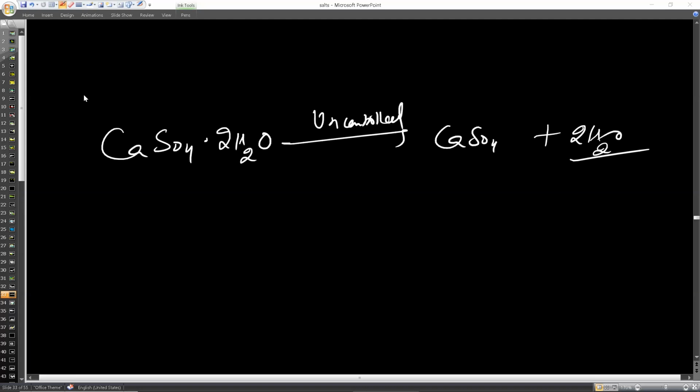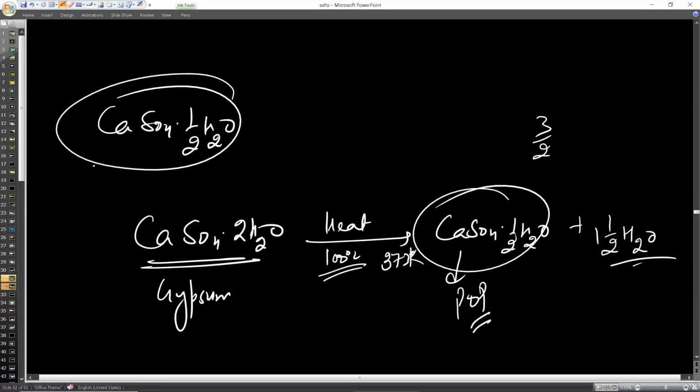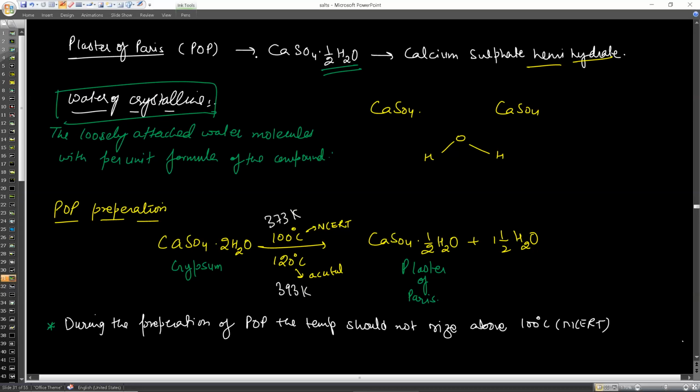Do it fast. So should I write this? You have to write. Just a minute. Start writing from here. Write it. POP, that is called CaSO4 dot half H2O. It is calcium sulfate hemihydrate. Hemi hydrate. Okay, note it down.